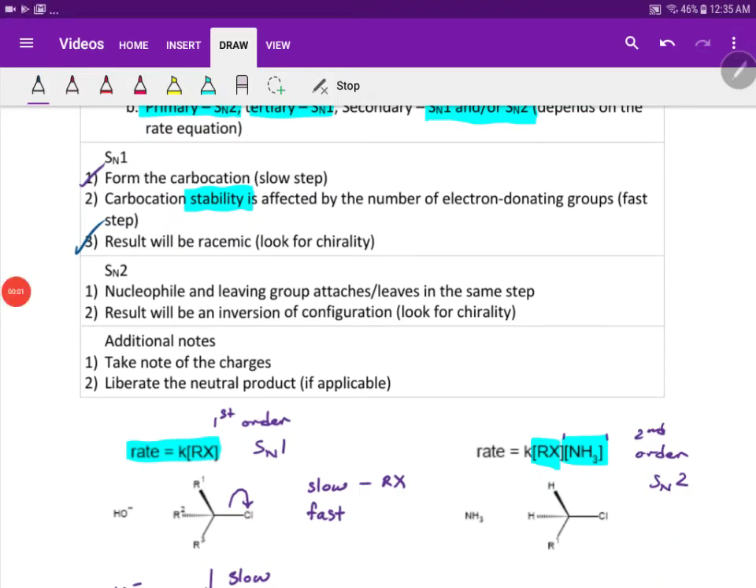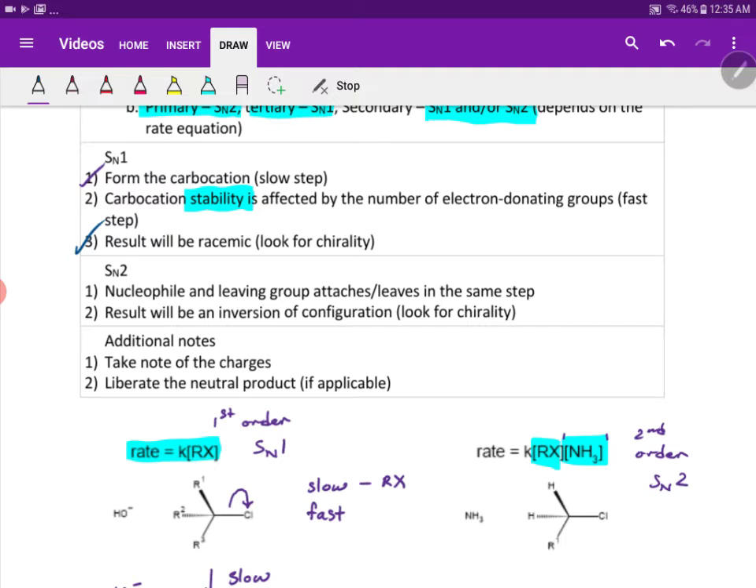Hi, in the last lesson, we talked about how the SN1 mechanism works. So now, in this lesson, we are going to complete the story and talk about the SN2 reaction. Like we mentioned in the first video, it is a second order reaction.